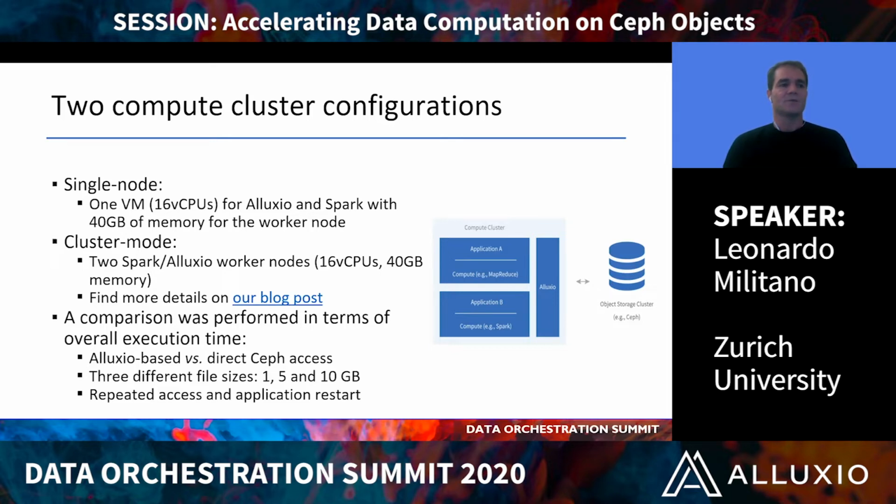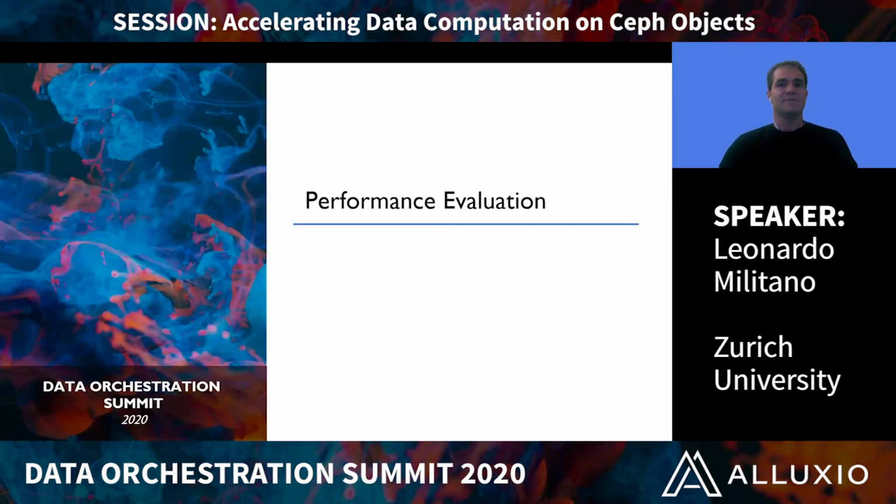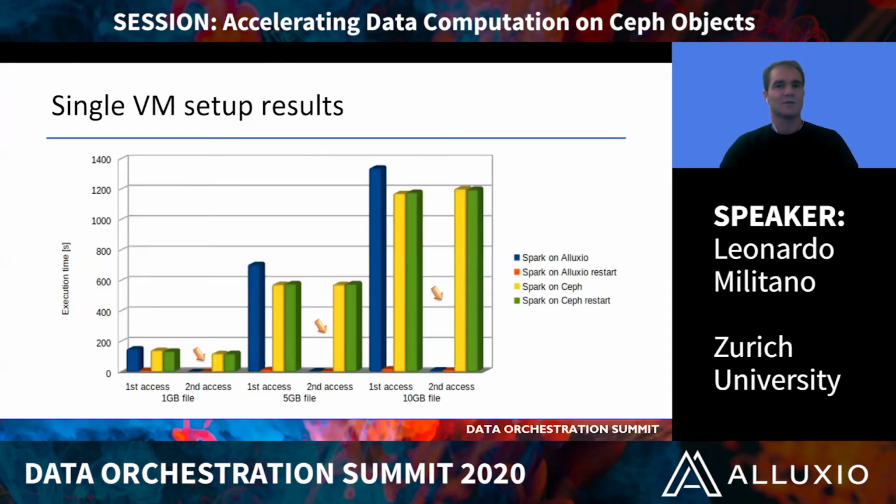The focus of our analysis is to see how it behaves when you have repeated access. So you repeatedly access the same file and count the lines of the text file. And also what happens if you restart the whole setup, the whole application, if you restart Spark and Alluxio and so forth. What we'll present now is the performance evaluation in our cluster configurations.